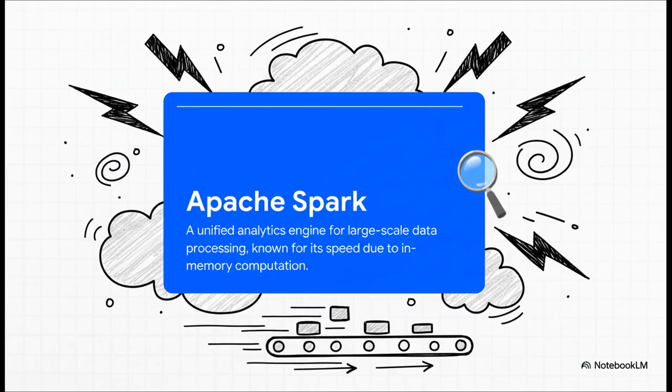So why is Spark always the engine people pick for this? Well, it comes down to one thing: speed. Unlike the older systems that had to write data to a slow disk between every single step, Spark does as much work as it possibly can in memory, which is just ridiculously faster. It really is the workhorse of big data processing today.